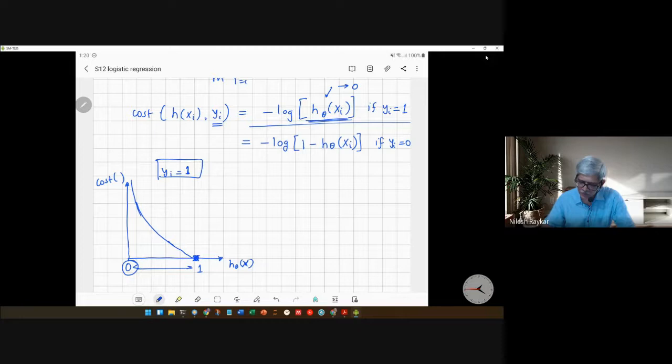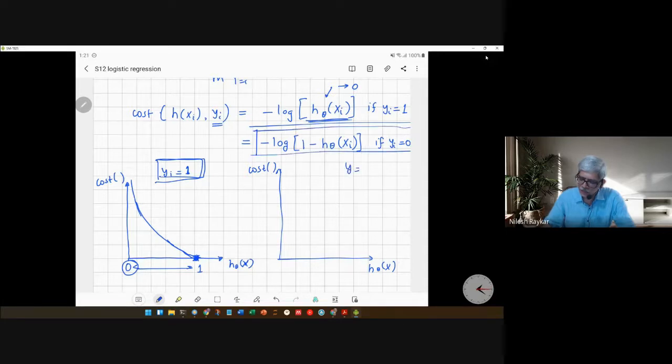So the cost starts reducing and it becomes 0 when h theta becomes 1. And as h theta tends towards 0, the cost function becomes infinite. So that is what we want, because we want to predict y equal to 1. So the cost function behaves in the manner in which we want. And the same thing you will see in the second form of the function. So here we are having h theta of x, and here is the cost, the second form. So that is this form we are looking at here.